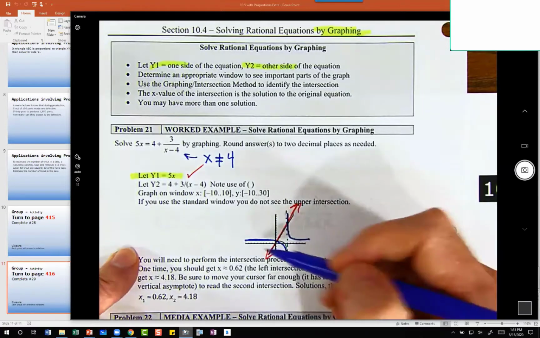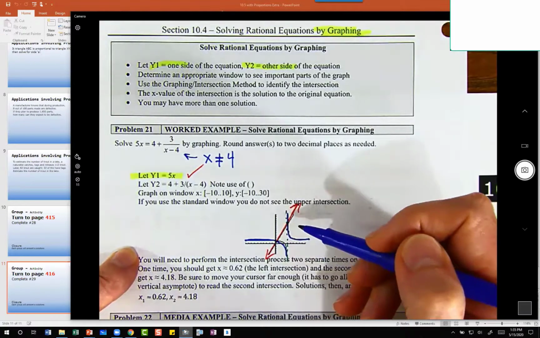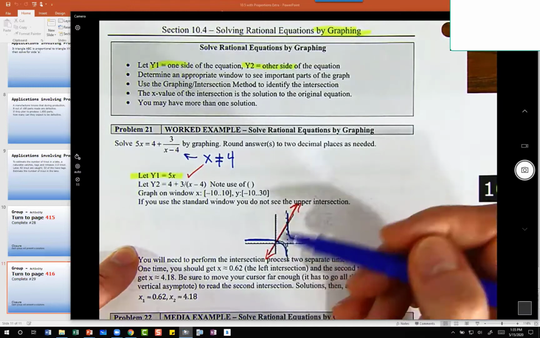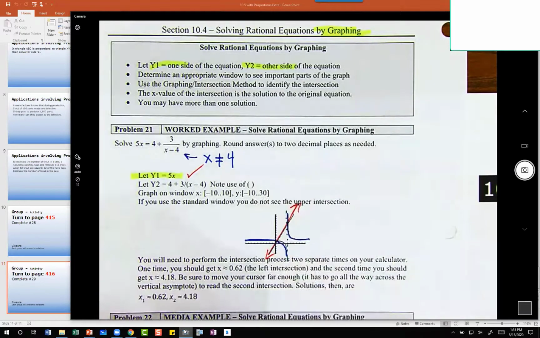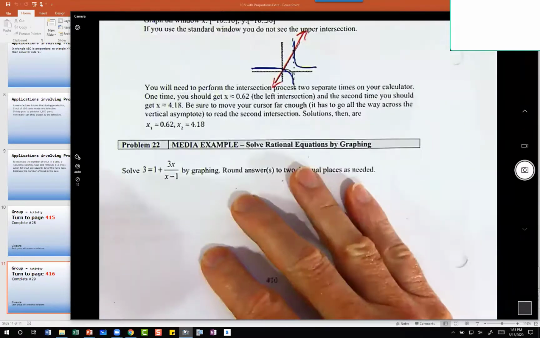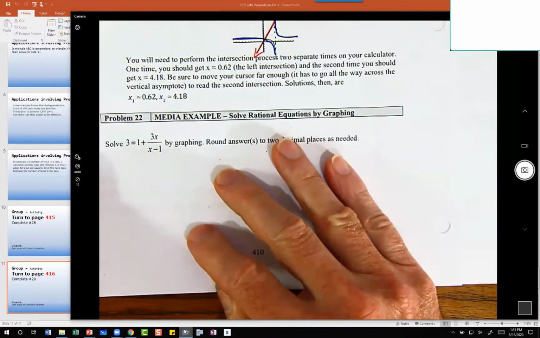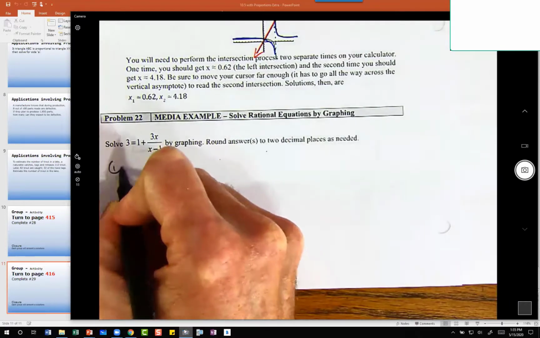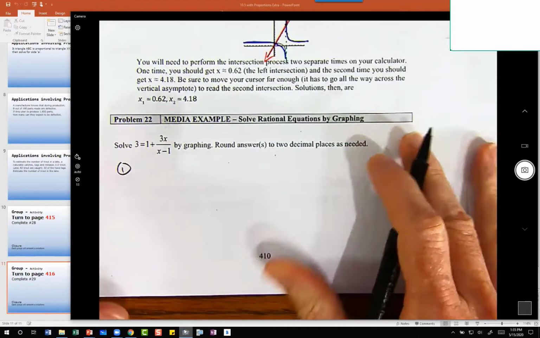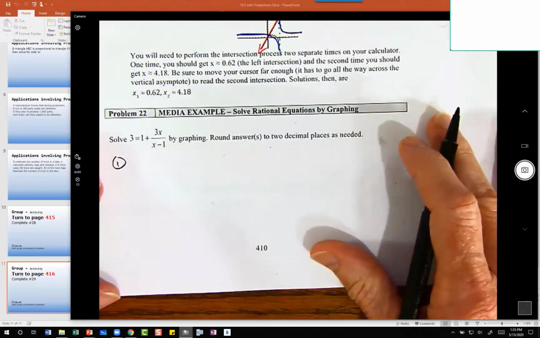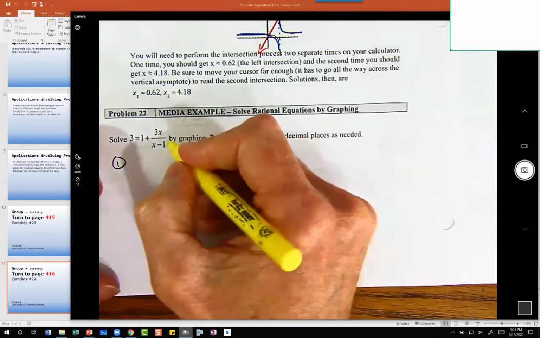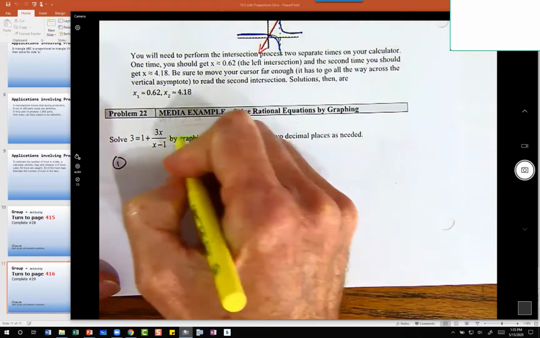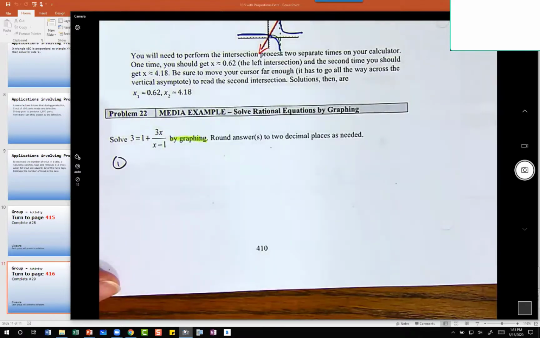So let's try our own graph. Now really the only challenge to these is finding the window. That's the only hard part. You have to play around with the window numbers. So you guys grab your calculators, and together let's do number 22. So your first step, what's the first step? Think about, how do you solve by graphing? Remind me, I'm particular. I want to see steps. Do you remember what the first step is?